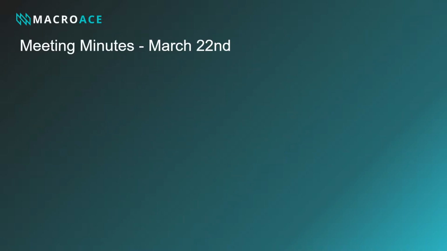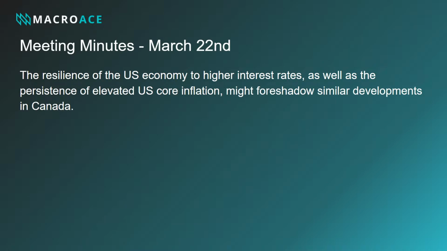Meeting minutes from this is the second meeting minutes that we would have received from the Bank of Canada, completely new, of course, at the request of the IMF. They said that the resilience of the US economy to high interest rates, as well as the persistence of elevated core inflation, might foreshadow similar developments in Canada. Now, we've seen with today's CPI report for the US that the core data, right, has been stronger. We know that core CPI year on year was higher than the previous, at 5.6% compared to the prior 5.5%.